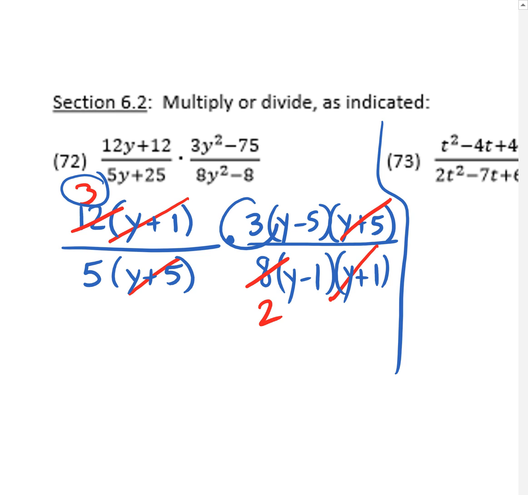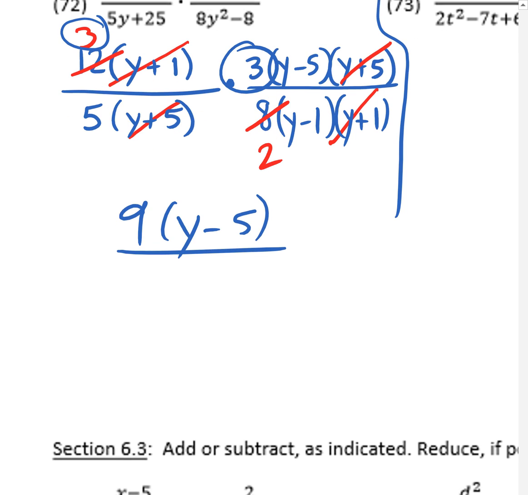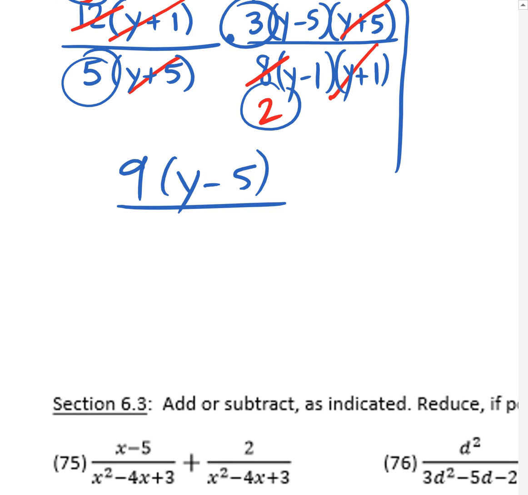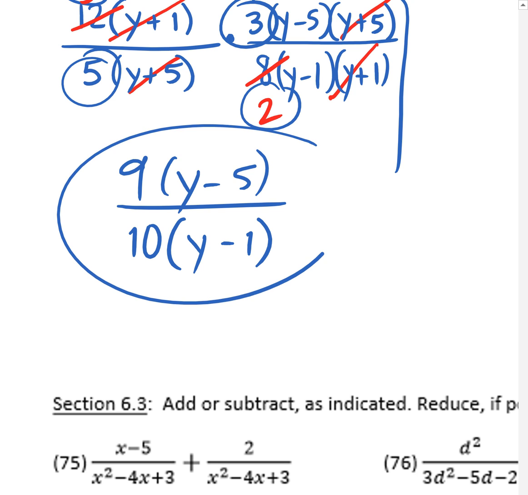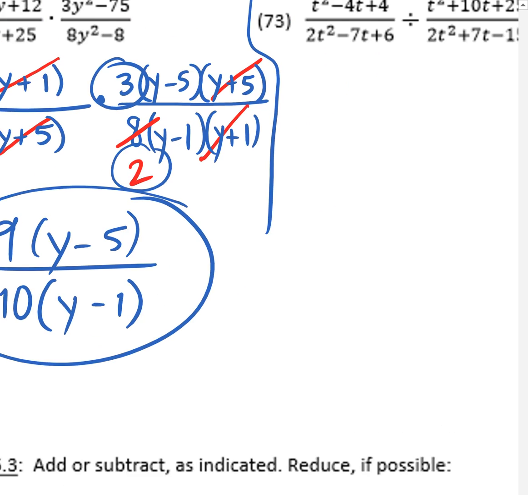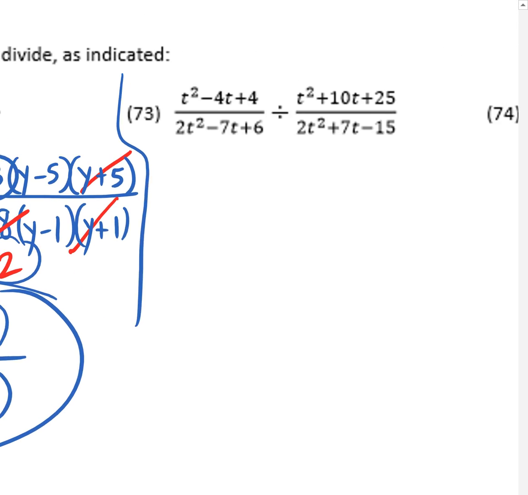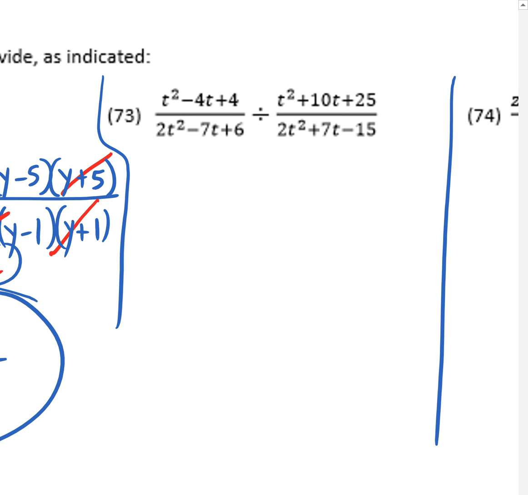This 3 times this 3 make 9, and there's a y minus 5 left on the top. On the bottom I have a 5 times a 2 that makes 10, and there's a y minus 1 left there. If you want to, you can distribute the 9 and the 10, but it's kind of unnecessary. You can if you want, but why do it if you don't have to, you know?